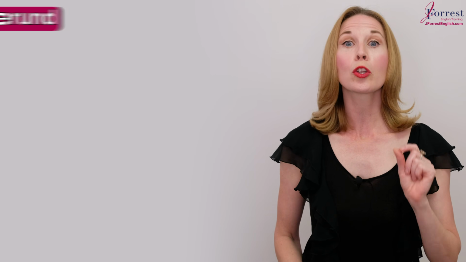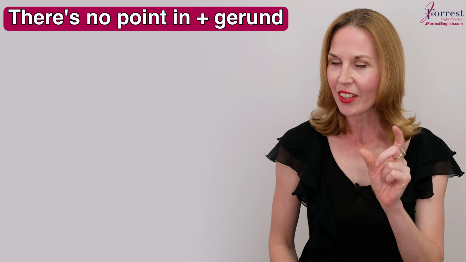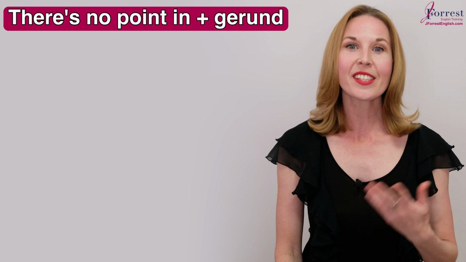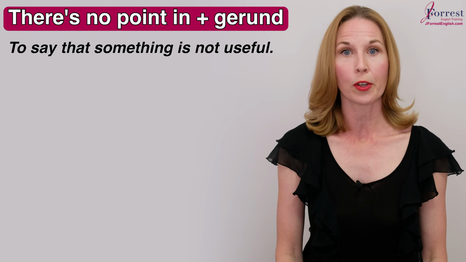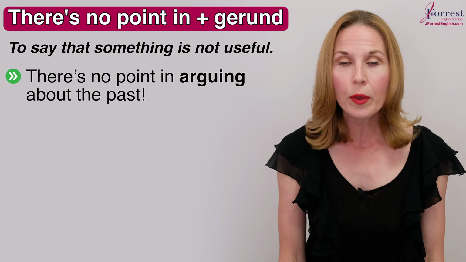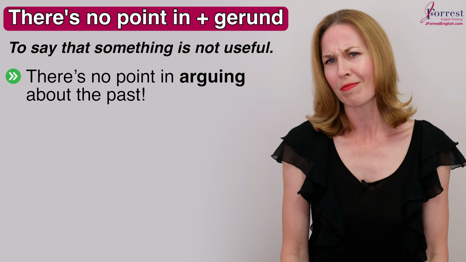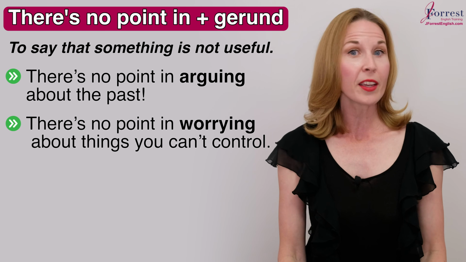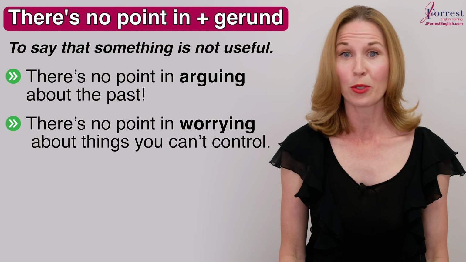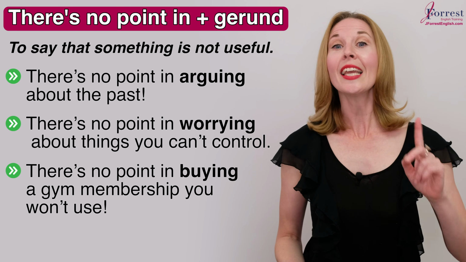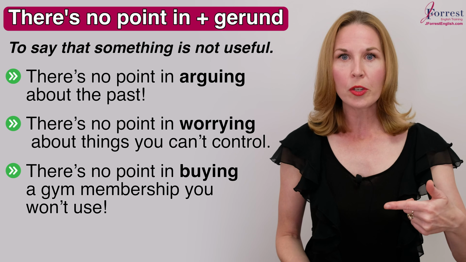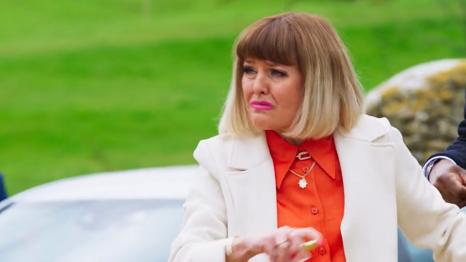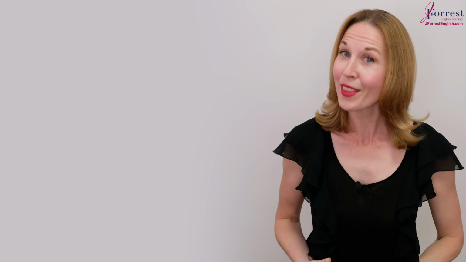Our next pattern, there's no point in, notice that preposition is in, and then a gerund. This is to say that something is not useful. There's no point in arguing about the past, right? That's not useful. There's no point in worrying about things you can't control. That's not useful, is it? There's no point in buying a gym membership you won't use. There's no point in buying a farm if you don't like the smell of manure. You'll have fun with that pattern.